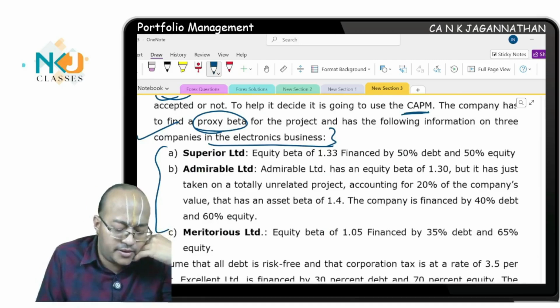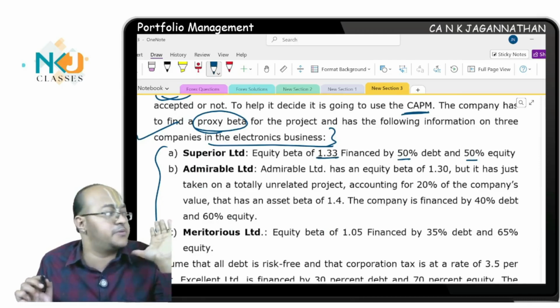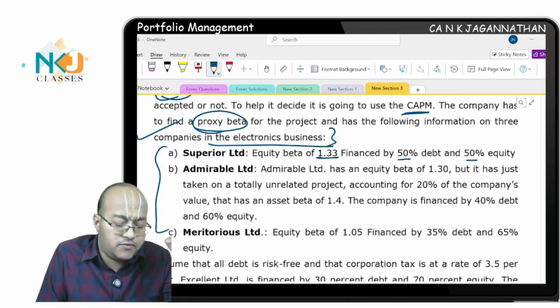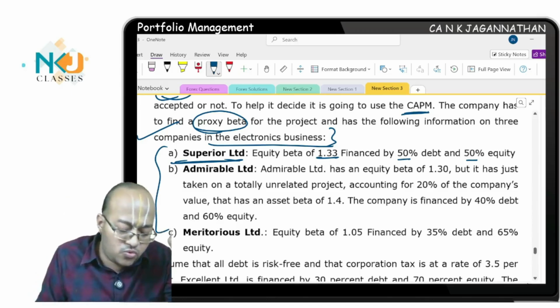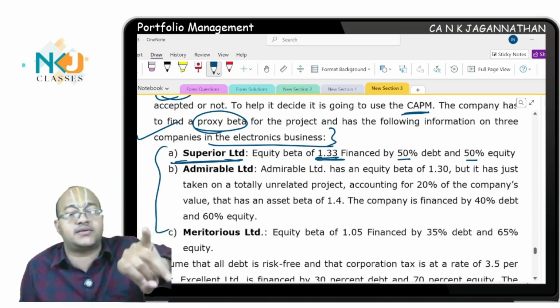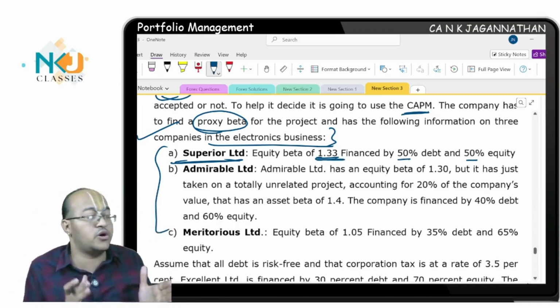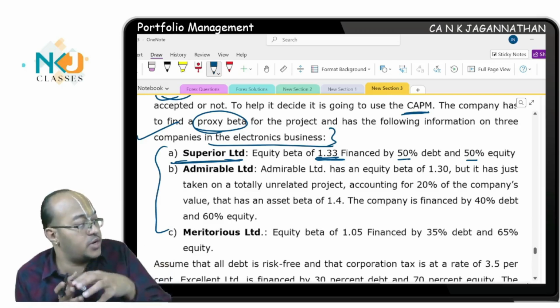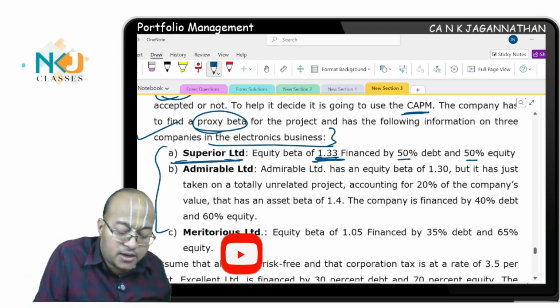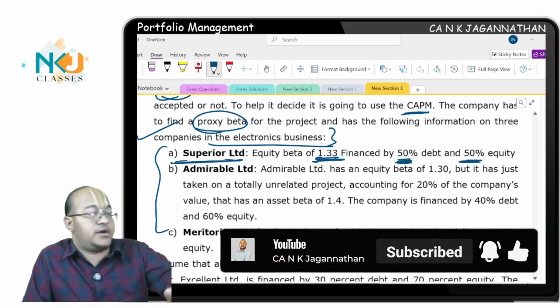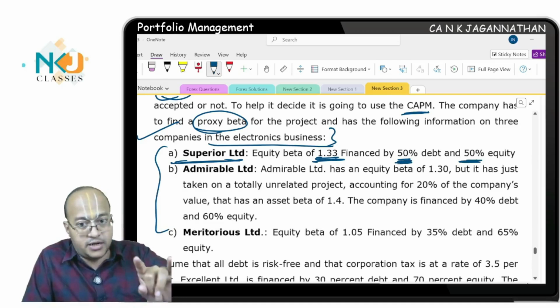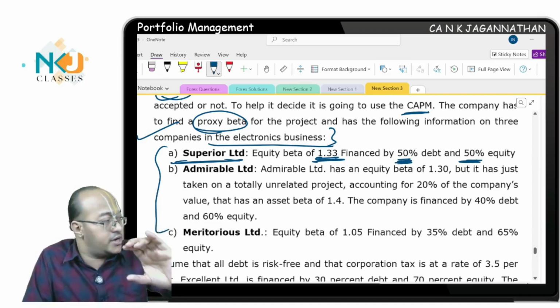Superior Limited, equity beta of 1.33, financed by 50% debt and 50% equity. Simple. Equity beta given for Superior Limited, debt equity ratio given. So no other adjustment is there. Simply unlever this equity beta, you will get the asset beta first. Before averaging out, what do you need to average? The 3 asset betas. But before that, this equity beta is levered, so because you have the debt equity ratio, you unlever it and convert it into unlevered beta. This will be the asset beta, correct?